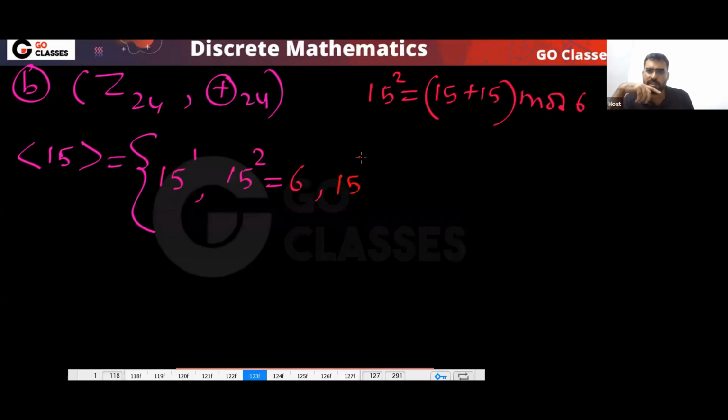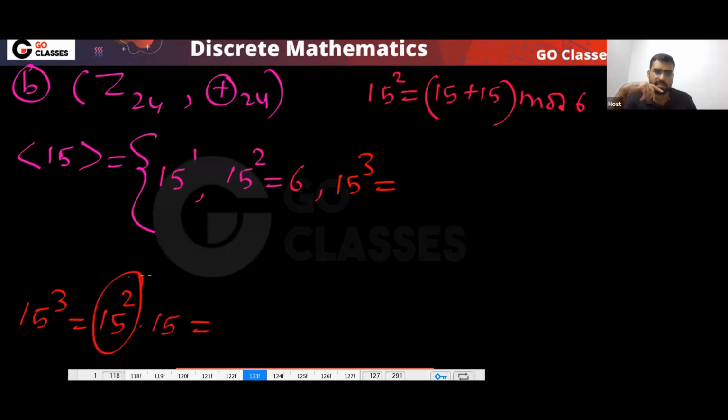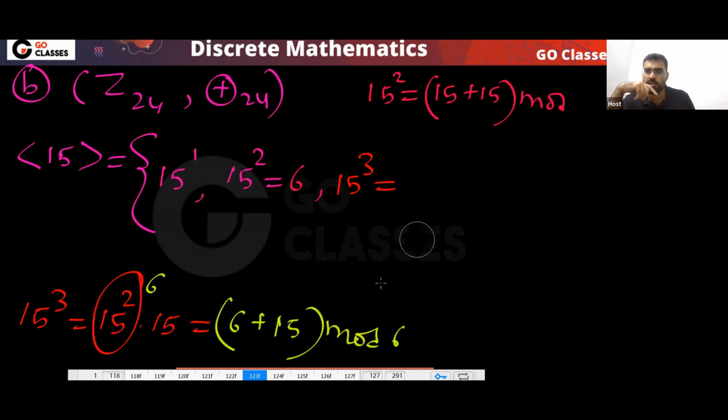What is 15 power 3? Now you don't have to calculate. 15 power 3 means 15 power 2 times 15, and this is already 6. So basically this means 6 plus 15 mod 24. So that will be 21.